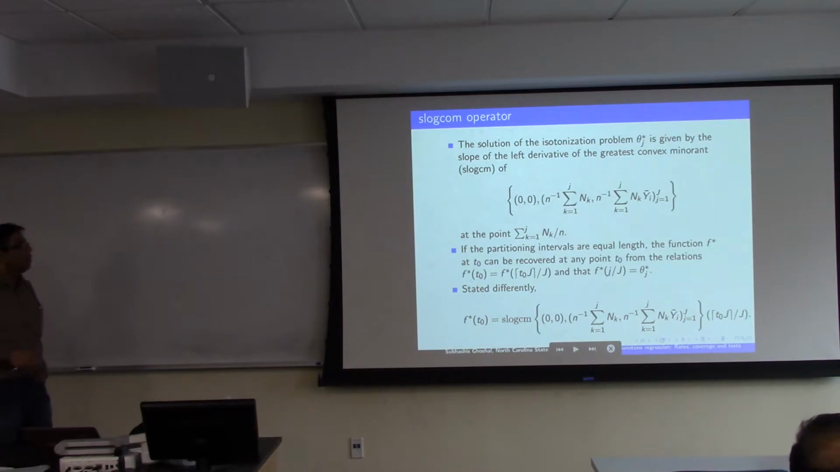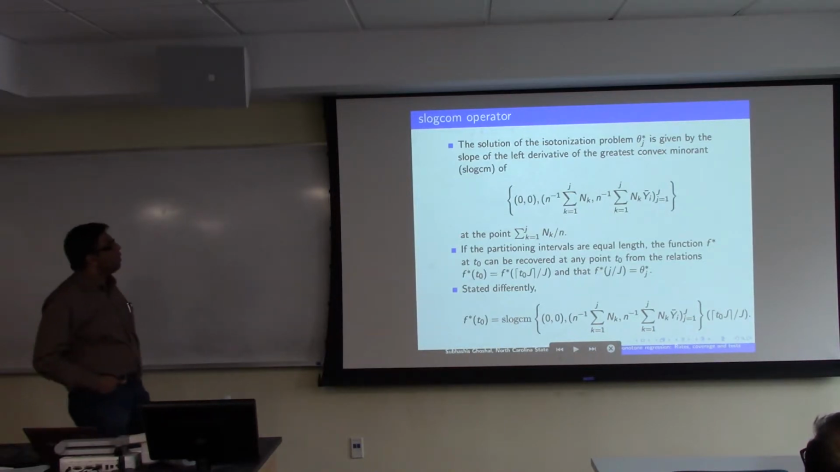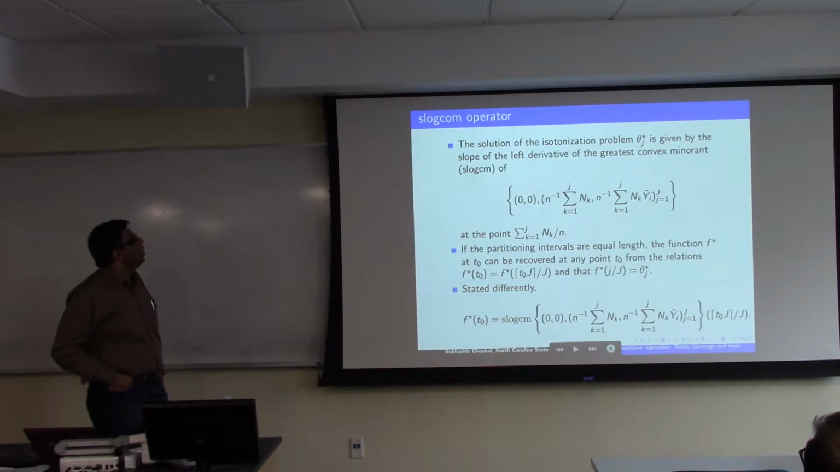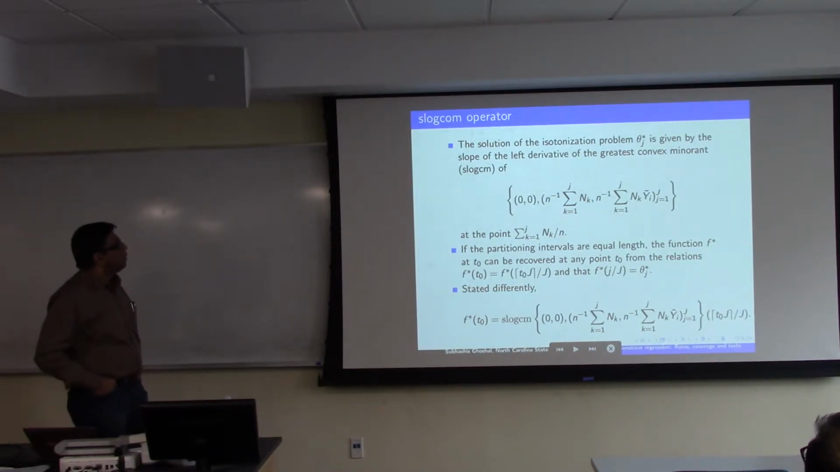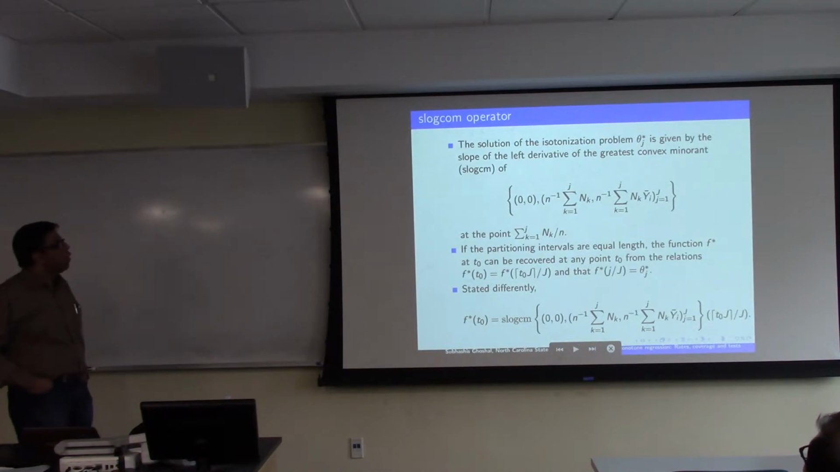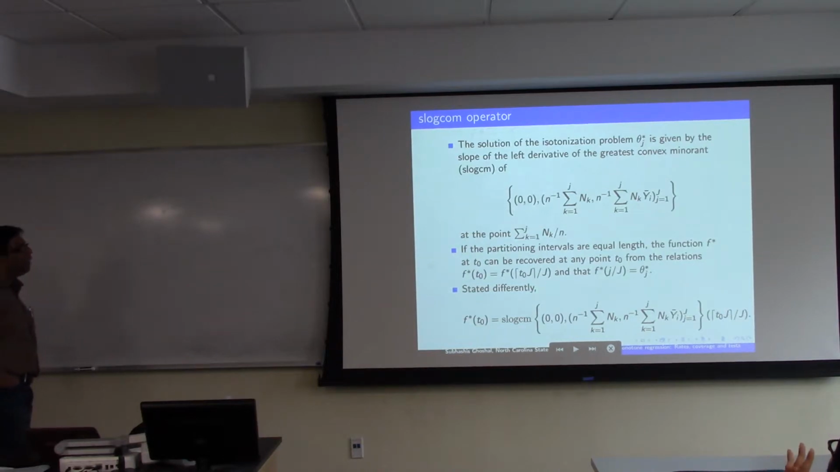Okay, so to describe how the isotonization problem is solved, the solution is given by the so-called slocum operator. This stands for slope of the greatest convex minorant. So you have a few.